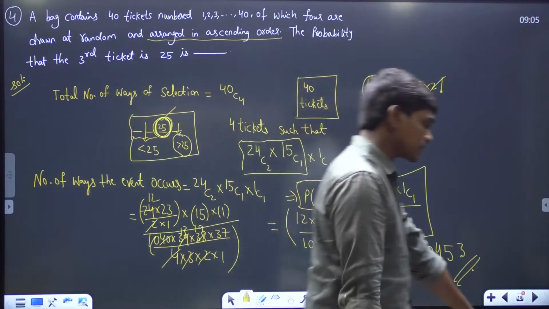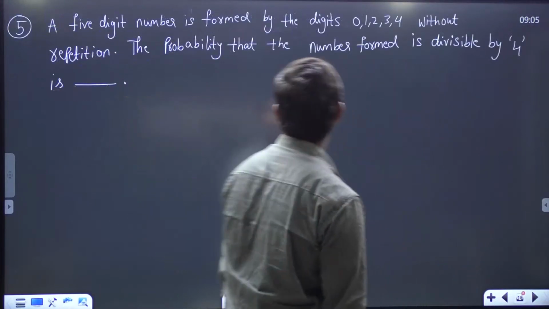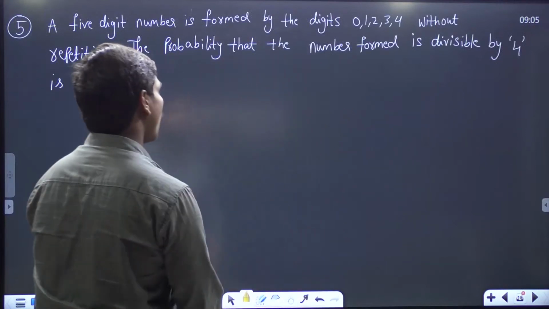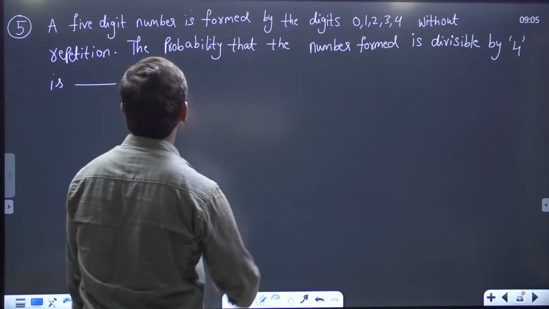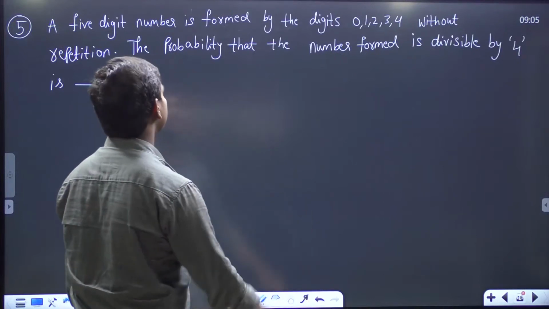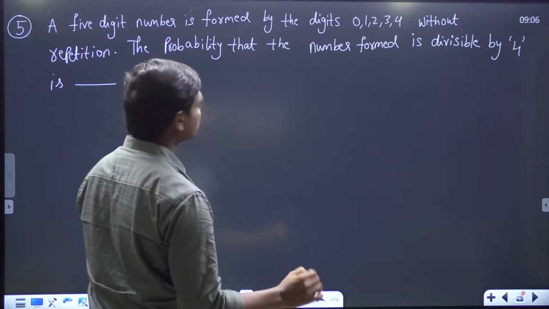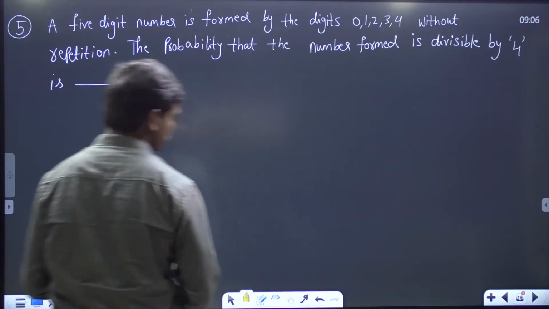Okay, so now we'll go for the next question. See here, a 5-digit number is formed by the digits 0, 1, 2, 3, 4, without repetition, so they are not repeating the digits. The probability that the number is divisible by 4 is dash.